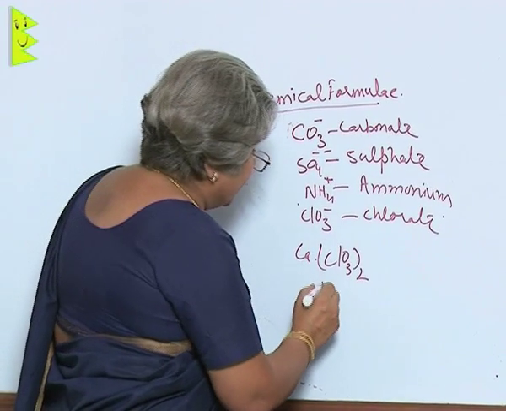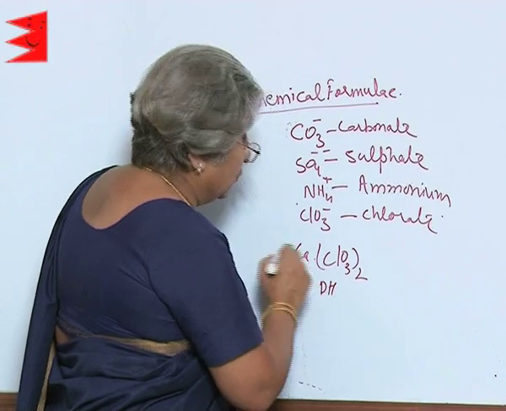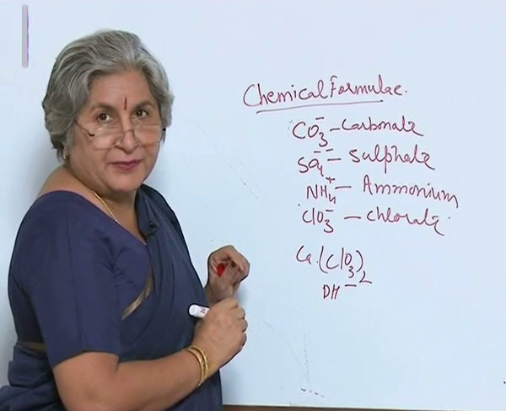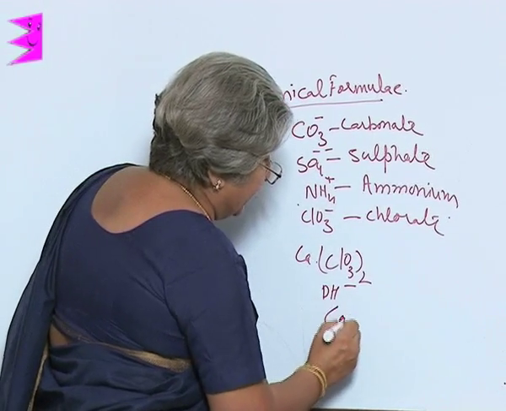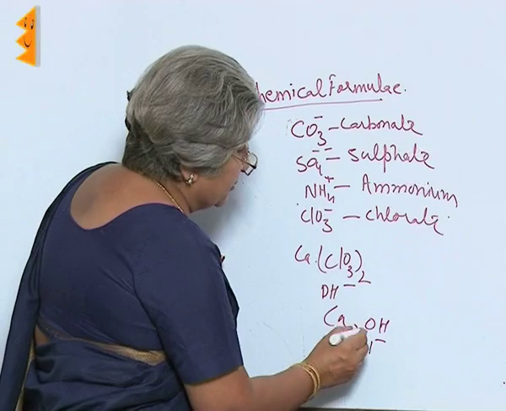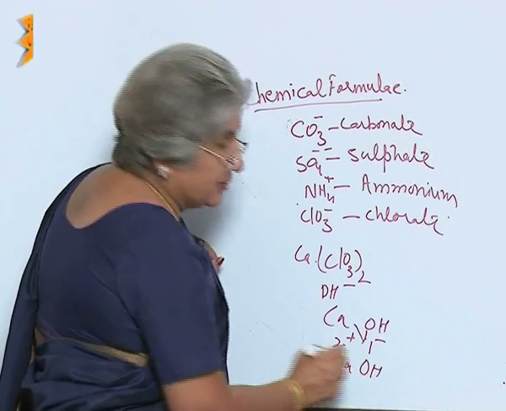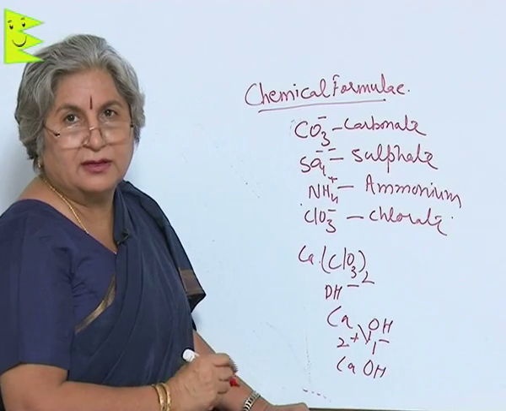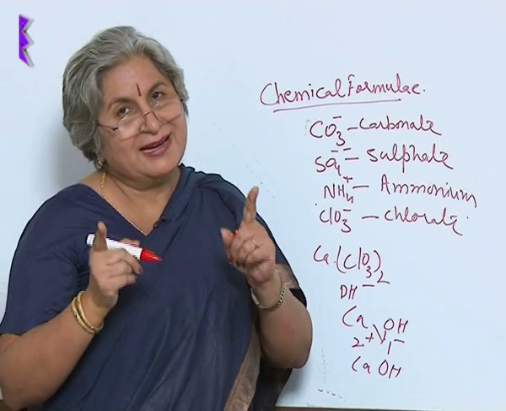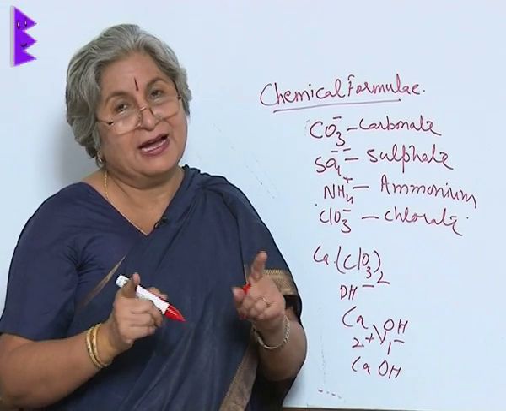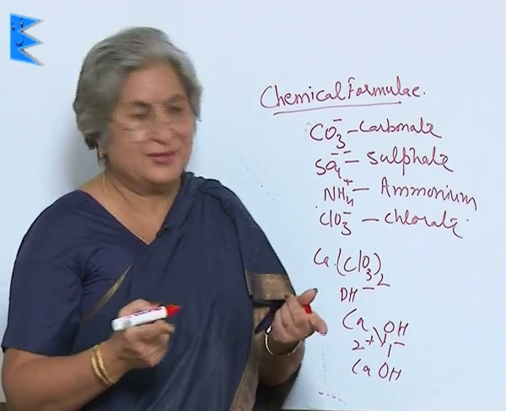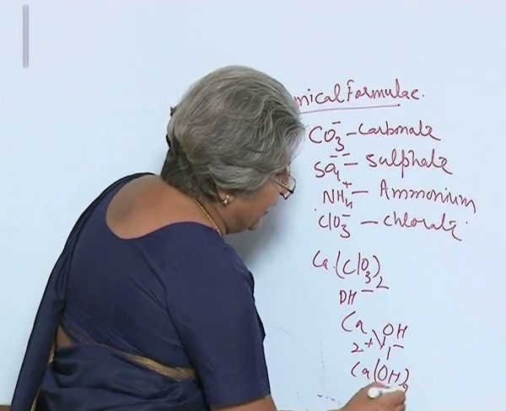For example, OH is also a polyatomic ion and it is -1. So, if I want to write calcium hydroxide, Ca 2 positive, OH 1 negative, crisscross, CaOH. Now where do I put 2? After O or after H? Neither. I want to say that in case of calcium hydroxide, the OH is double. It has 2 oxygen atoms and 2 hydrogen atoms. So, it becomes Ca(OH)2.